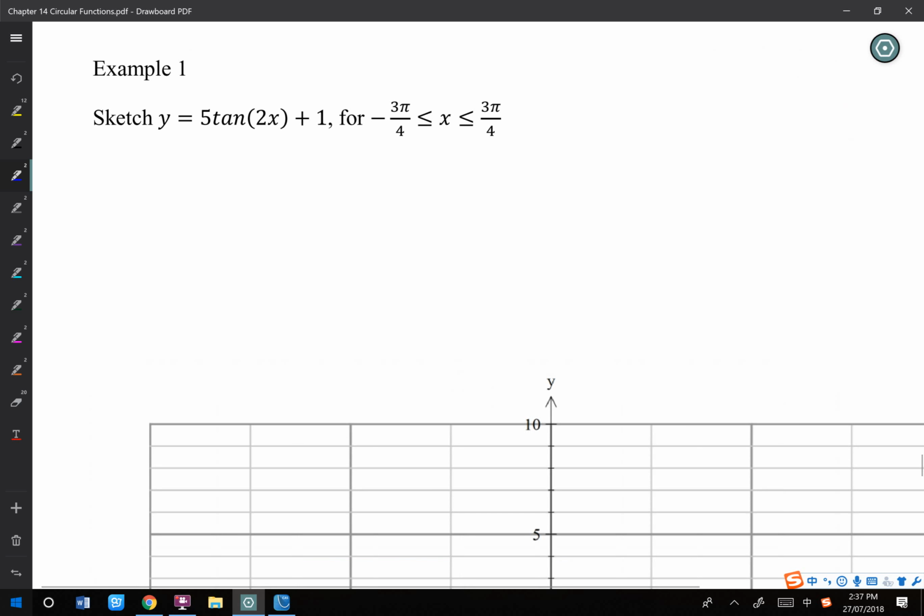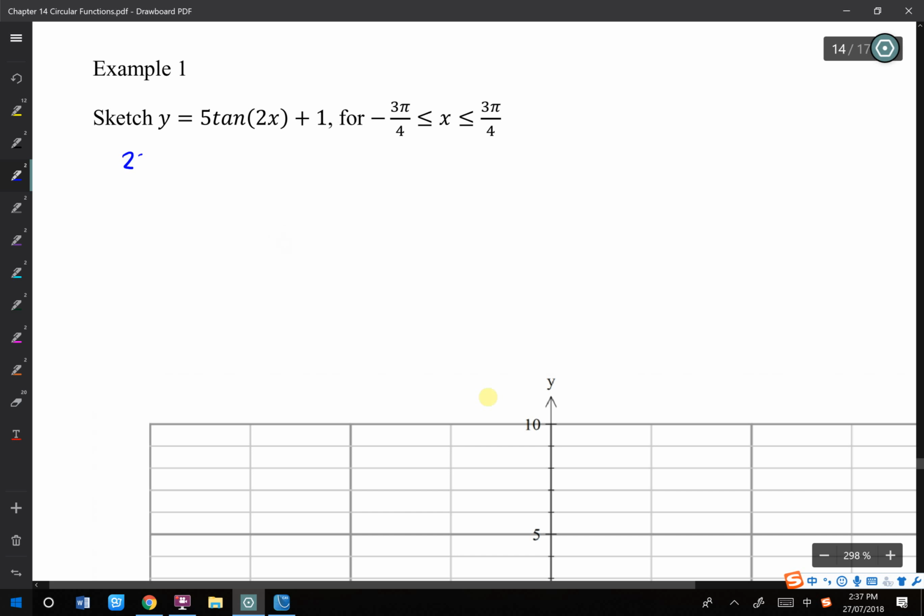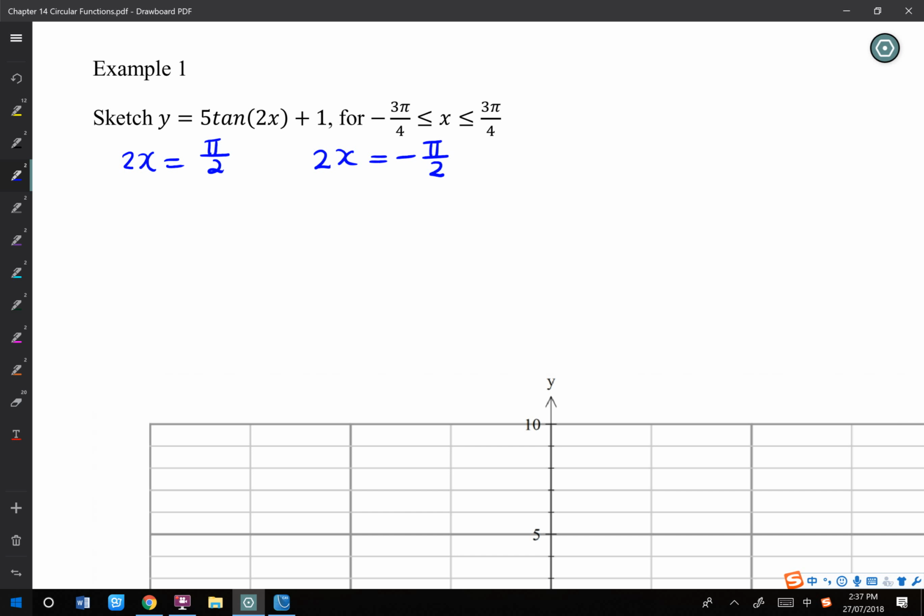what I will do next is I will make 2x equal to pi on 2, and I will make 2x equal to negative pi on 2. Wait, what? Okay, I will explain why. Not finished. Why are we doing this? I'm trying to find asymptotes. If the angle equals pi on 2, tangent is undefined, right? Tangent pi on 2 is undefined, agree? Yes. Tangent negative pi on 2 is undefined, agree? Yes.